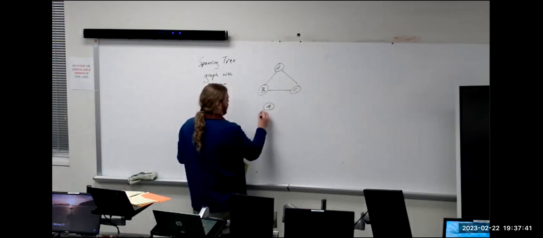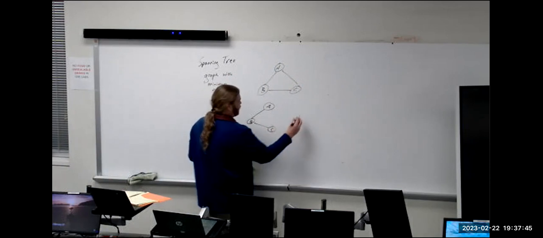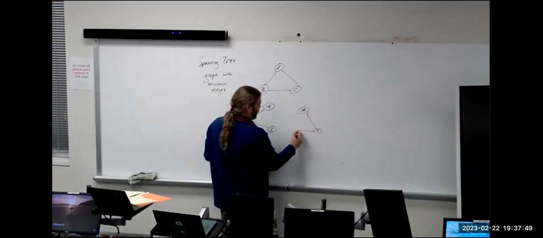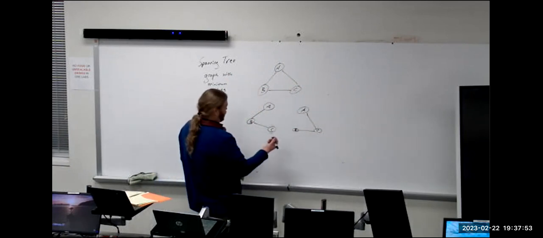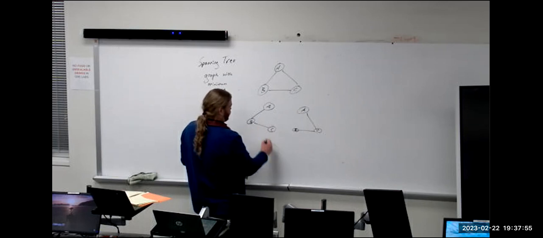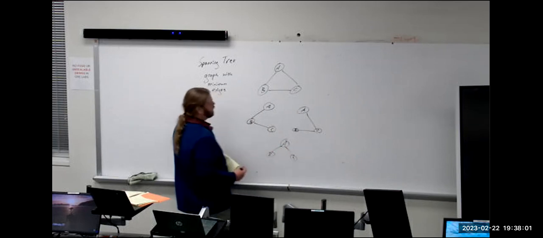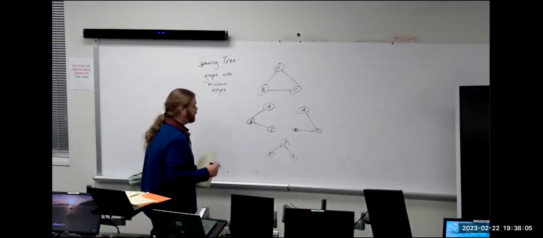Whether it went A, B, C, or A, C, B, or A, B, and C, we have to have at least two edges to make sure those things are fully connected.